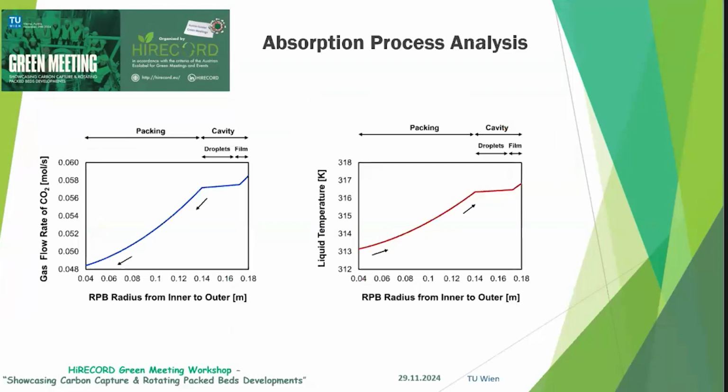Here we can see the absorption process inside this RPB. As the flue gas enters the system, the CO2 begins here in the cavity section, where it has a decrease. Then it stabilizes, because this is where the tiny droplets form, and then we have the packing region where the absorption profile happens, as we can see. And liquid temperature mirrors the absorption pattern, because for every molecule of CO2 there is the exothermic reaction between CO2 and the solvent.